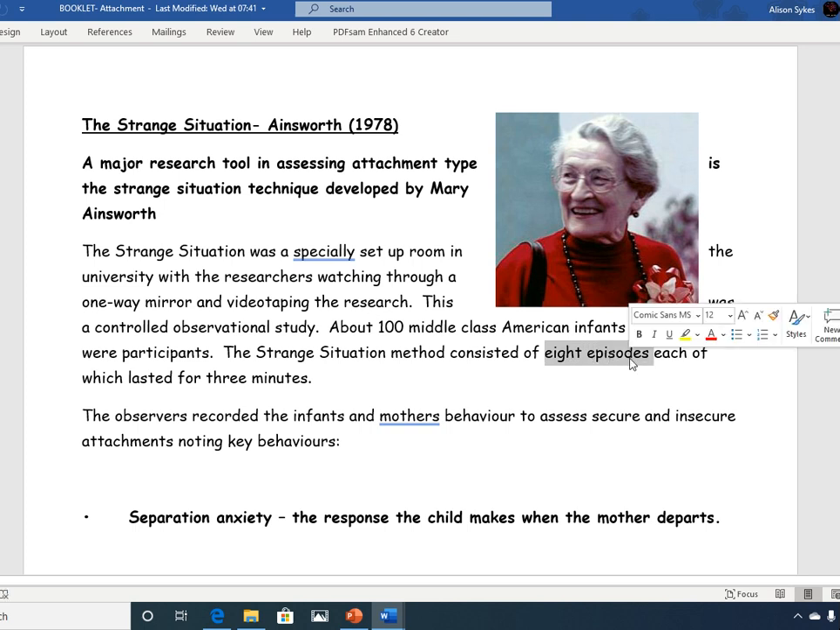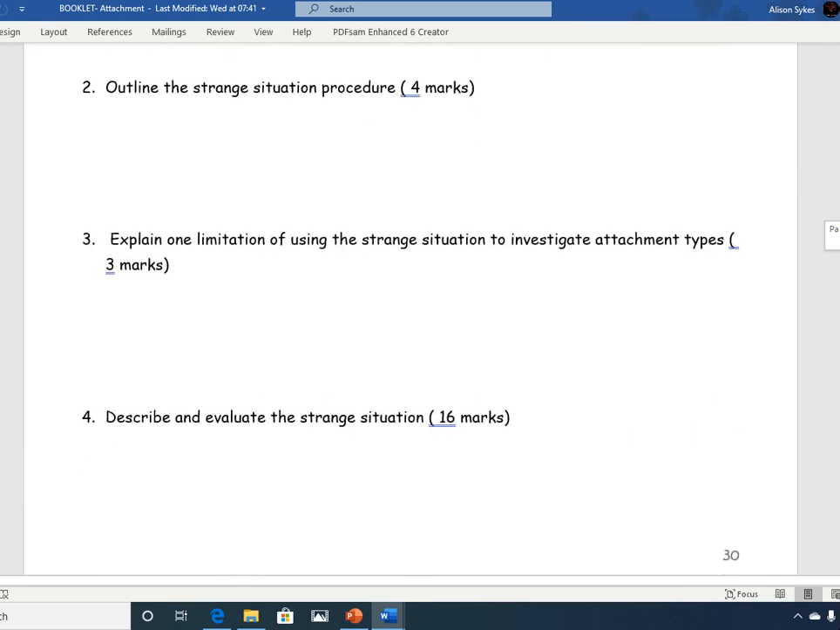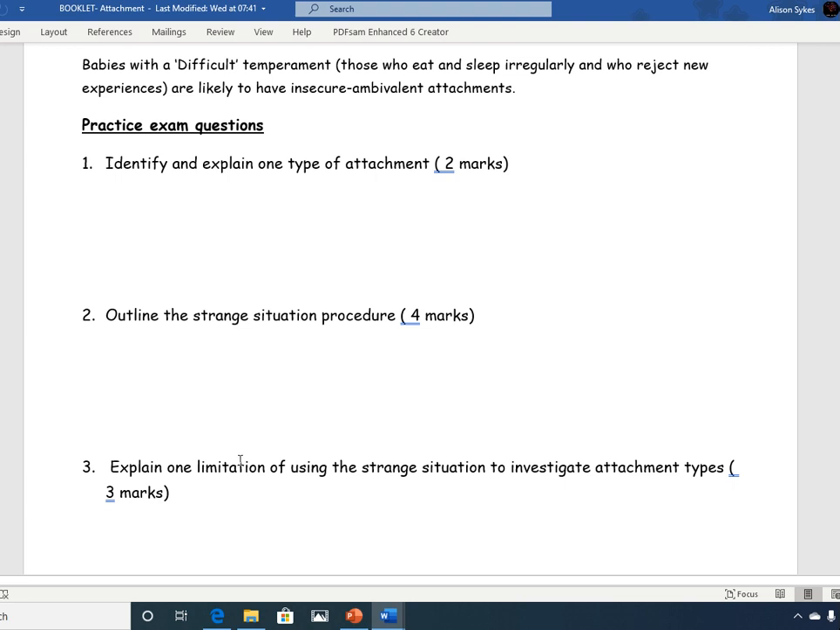So if you have a look in your textbook and you have a look at the notes, you should be able to find what those 8 episodes are. So things like mum leaves the room, child left alone, stranger enters, and so on. So that's what you would need to answer that question. What you would not receive credit for at all in that is for outlining any findings. You also don't need to name and talk about the attachment types. You are looking at the procedure. So what actually is it? What are you looking for and what is being measured?